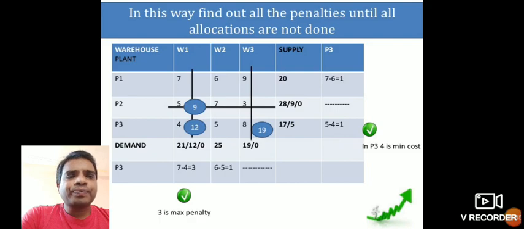Choosing the cell for the allocation process is the only difference, but the rest of the things are the same for all these 3 methods.